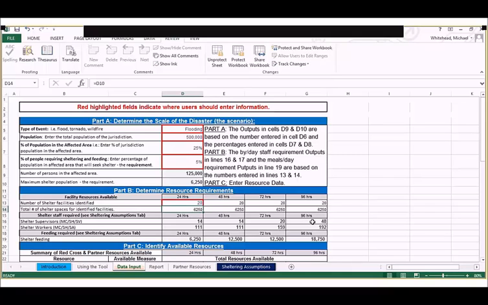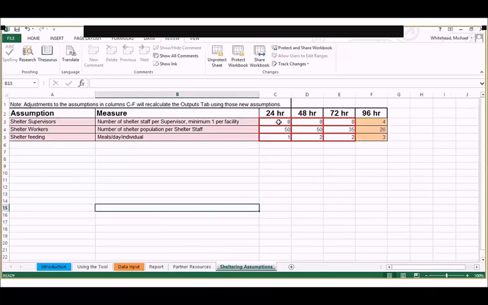The daily workforce and feeding requirements can be adjusted in the Planning Assumption Alignment Tool by modifying the numbers in the Sheltering Assumptions tab here. You go to the tab, and you'll see that the ratios and the number of supervisors and workers change from 24 to 48 to 72 to 96 hours. What we're doing is working towards providing the minimum number of shelter services, and by the time we get to 96 hours, we'll have provided the minimum number of shelter services and we'll be at the minimum staffing levels.